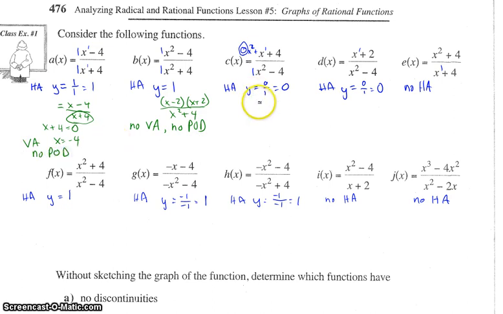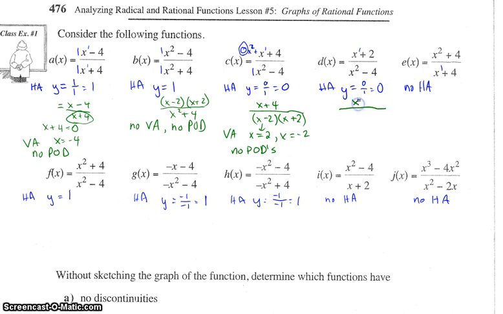Okay, now third one. Okay, it looks like we can factor the denominator. That's good. And the numerator is x plus 4. Denominator, factor the difference of squares, x minus 2, x plus 2. And do any factors cancel? No, they don't. So therefore, our vertical asymptotes are going to be when we set each of those factors equal to 0. So x equals 2 and x equals negative 2 would be our vertical asymptotes. No factors canceled, so therefore no points of discontinuity. Good.